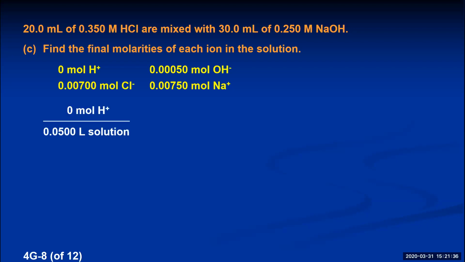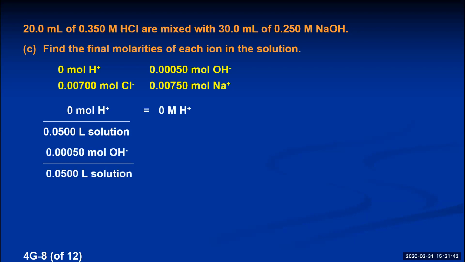So for the hydrogen ions, it's 0 moles divided by the sum, 0.0500 liters. For the hydroxides, it's 0.00050 divided by the sum, 0.0500 liters. Notice the moles of hydroxide are only a 2 significant figure number here, so that means your molarity is going to need to be rounded to only 2 significant figures, 0.010 molar.